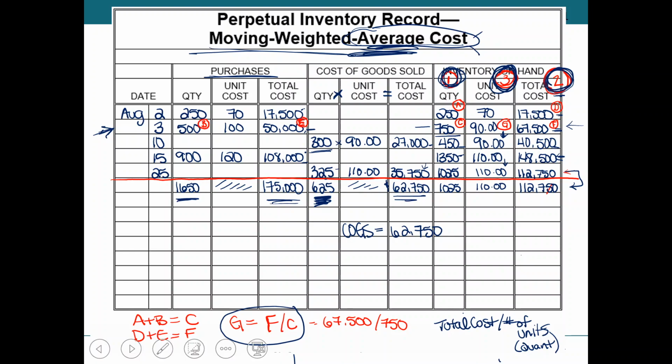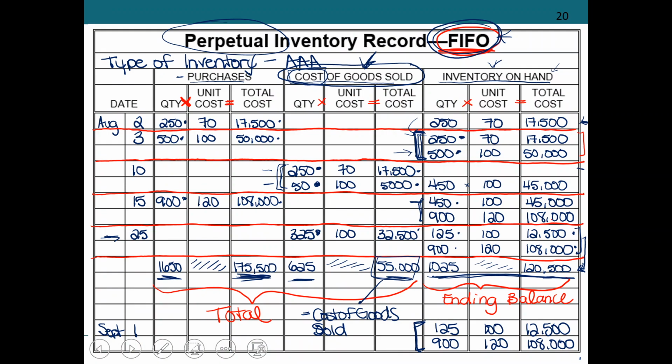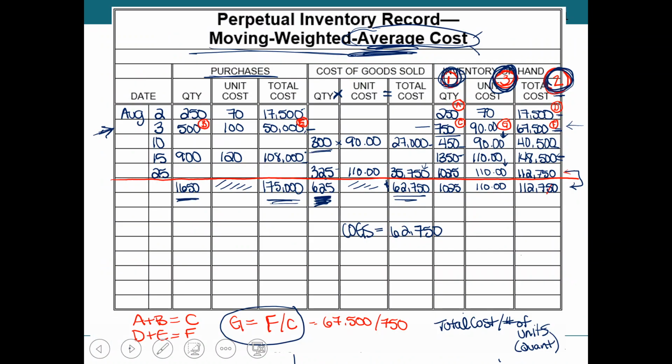Average cost, your cost of goods sold will differ from FIFO. If we look at our ending inventory, we're left with 1,025, and this is our ending inventory value. So again, your quantity is not going to change. You still sold the same amount. That means you're still left with the same amount. But we do have a different ending inventory value. So that will differ under the different systems.